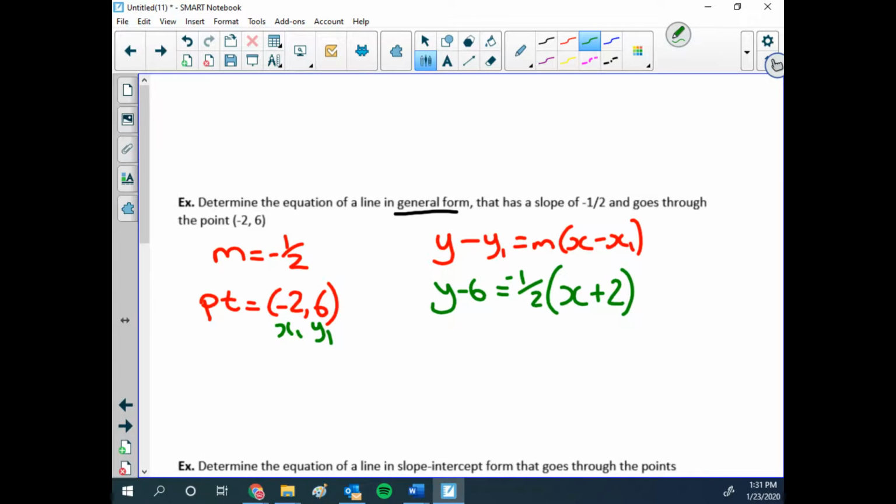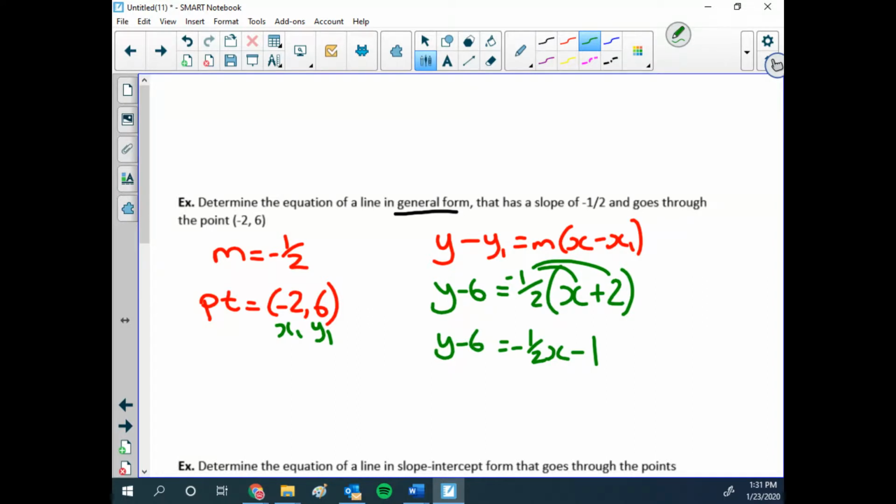Most of the time, it's never just stay in slope point form. It's always like now convert it to standard or convert it to general or convert it to slope-intercept form. So they're asking me to go all the way to general here, which means I need to multiply. So I'll multiply that -1/2 in. So -1/2 x, and -1/2 times 2 is going to give me a -1. And I haven't touched the left side there, so I'll just keep it as y minus 6.